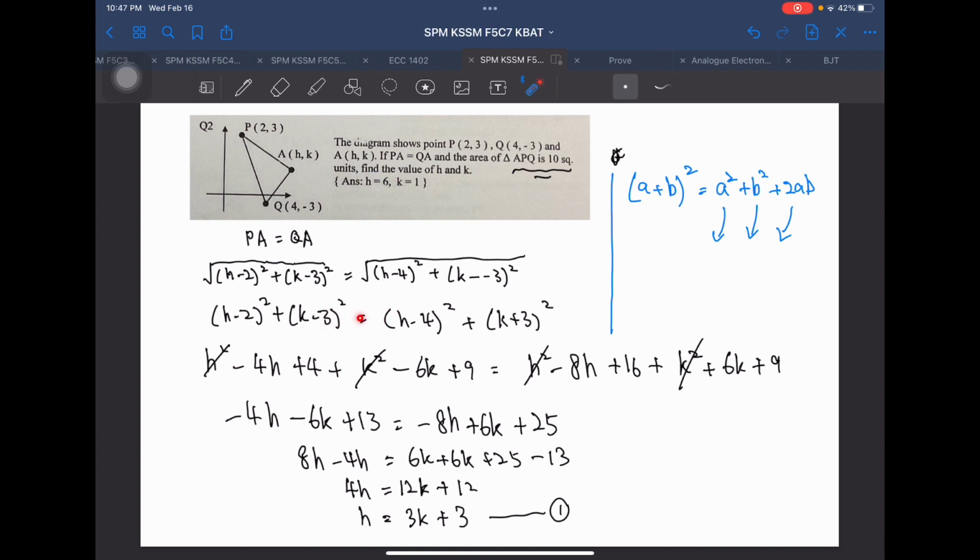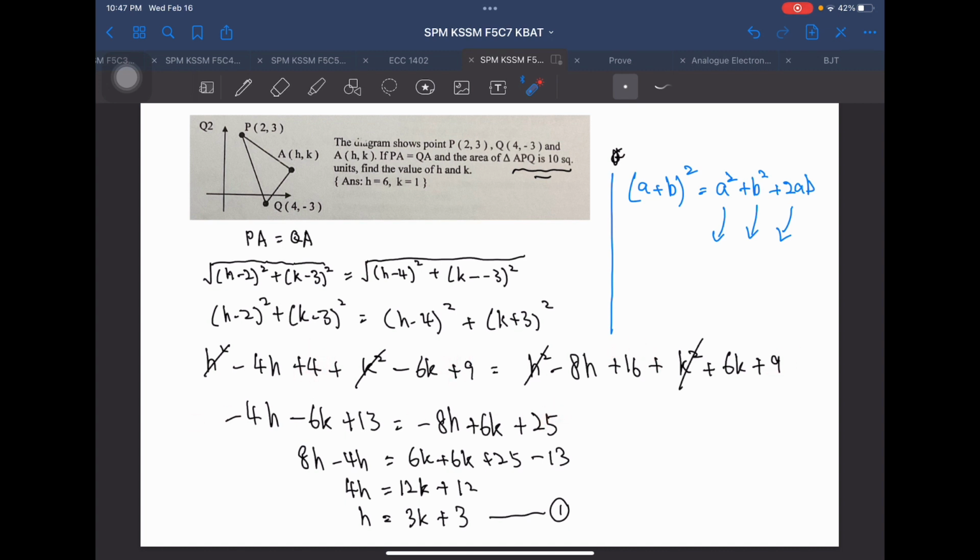Expand it, and I'm pretty sure that you all know how to expand this, right? As you know, (a + b) squared equals a squared plus b squared plus 2ab. So you need to be familiar with this and do some quick math to expand it. You get this line. Now you cross out h squared and k squared on the right hand side also, and then you get this. Sum up the values here.